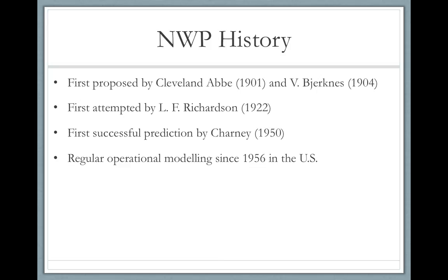A man by the name of Jule Charney, who was at the Institute for Advanced Study at Princeton University, really led the charge, and with some of the folks there, including von Neumann and Fjørtoft, was able to successfully model the atmosphere for the first time. Their initial workings did not work well in terms of timelines, right? It took a long time to do a 24-hour forecast. I believe it was 24 hours for a 24-hour forecast. But they were the first ones to successfully produce a numerical weather prediction that actually looked like the weather and looked like it told a good tale.